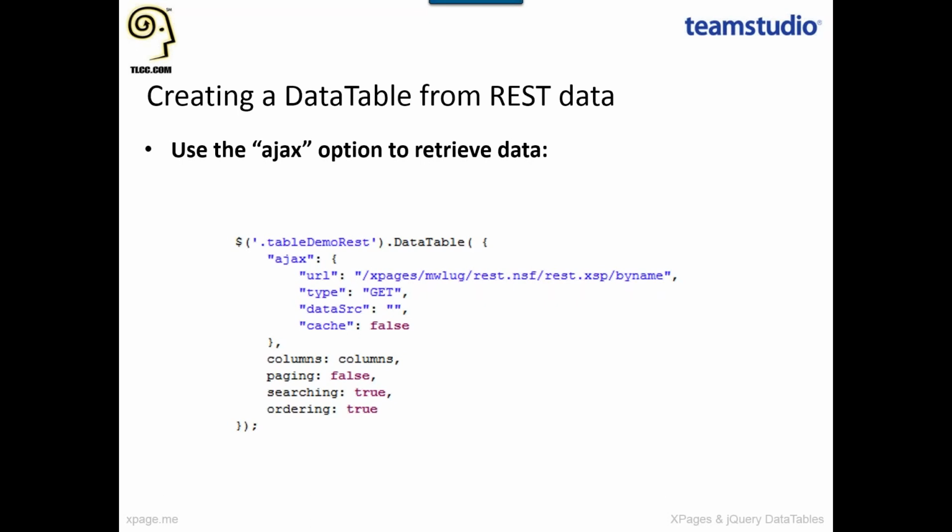So how exactly do we do that? In our DataTables initialization, you can see we have some other options down here. We talked about ordering, searching, and paging. We'll be talking about columns very shortly, because when you're loading data via REST, the columns object becomes the most important piece of that. But to get the actual data, we're now pointing DataTables to a REST service via the AJAX option.